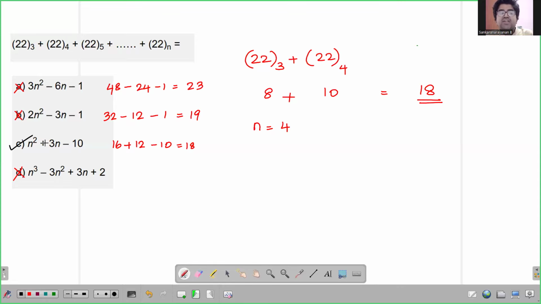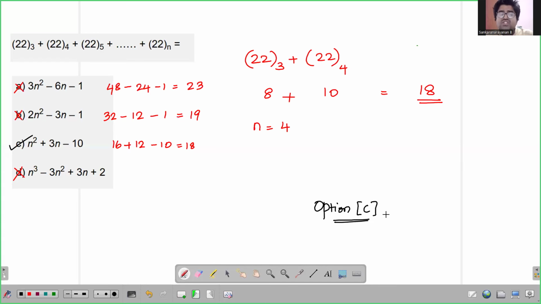And so for this question, using this technique, I can say the correct answer is option C, because I don't have any other option to eliminate.